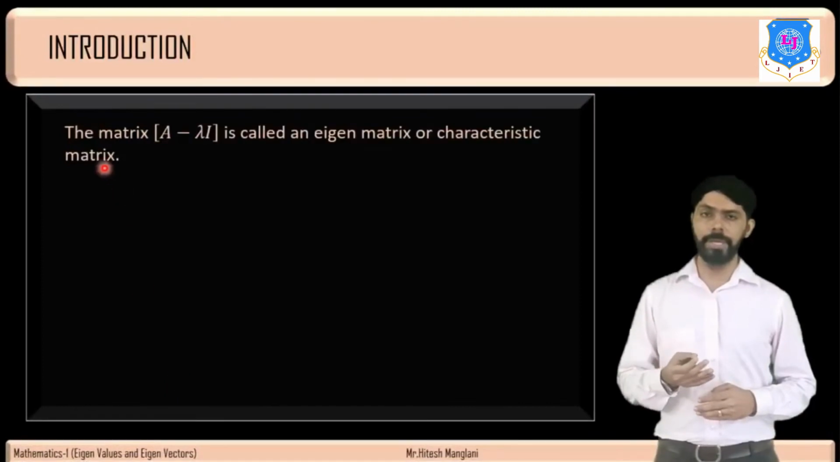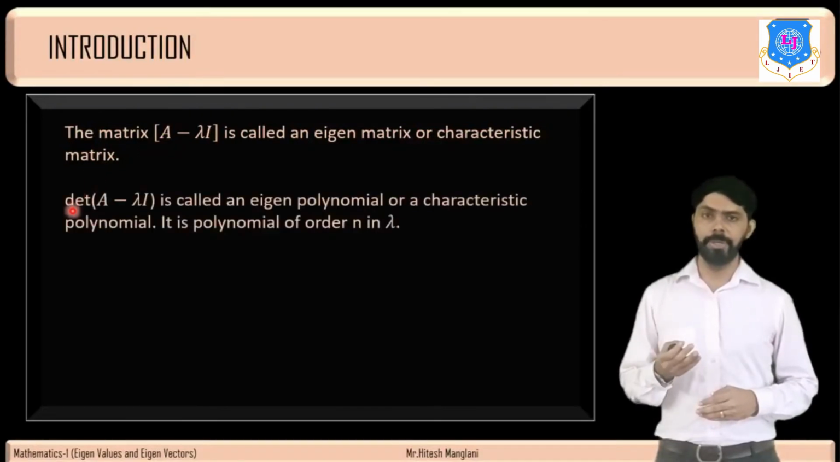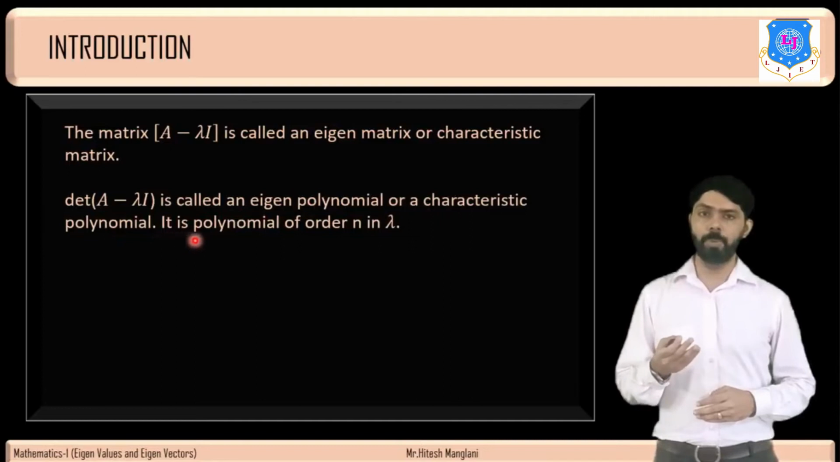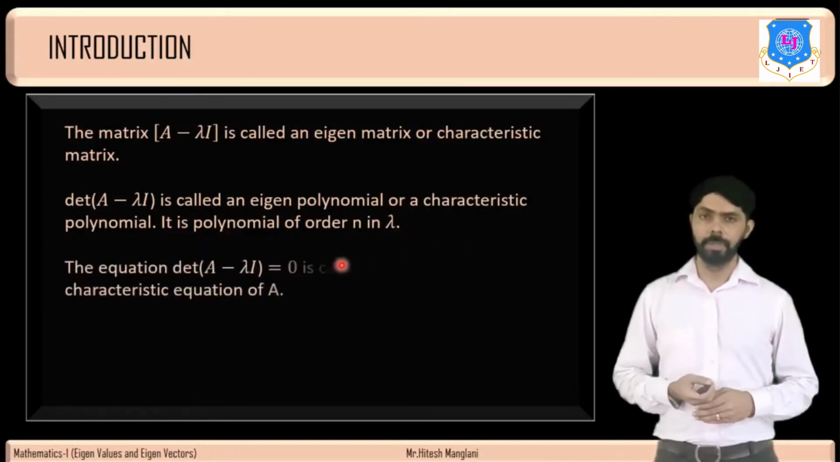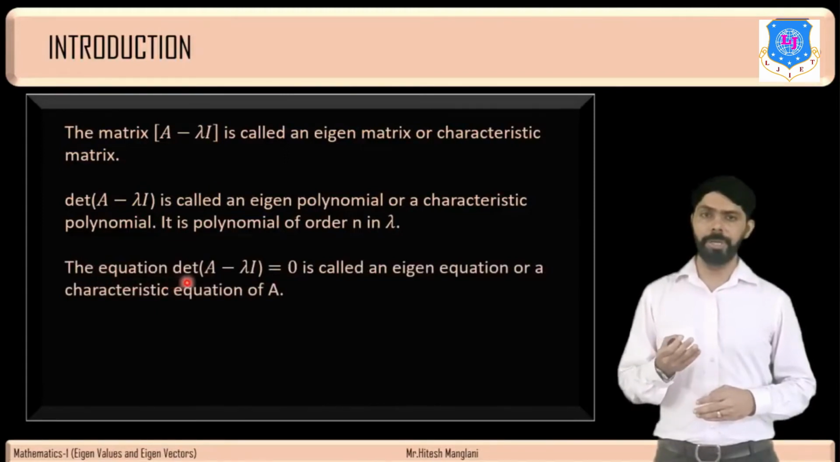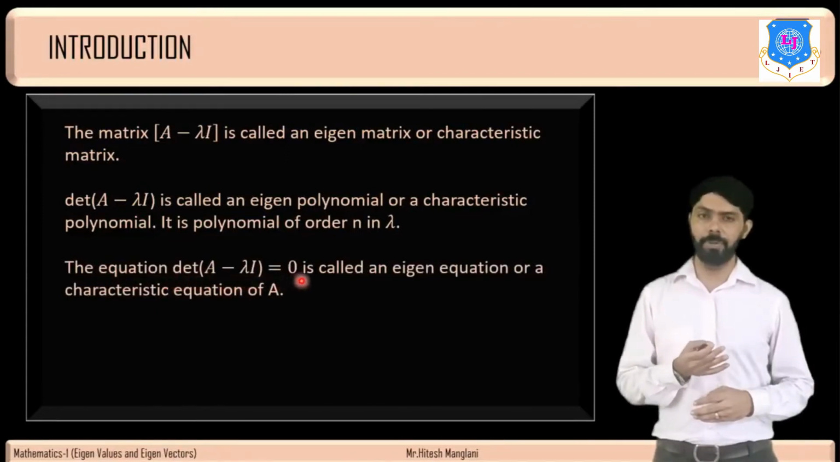So the matrix A minus lambda I is called an eigenmatrix or characteristic matrix. Now determinant of A minus lambda I is called an eigen polynomial or a characteristic polynomial, and it is a polynomial of order n in lambda. So the equation determinant of A minus lambda I is equal to 0 is called an eigen equation or a characteristic equation of matrix A.